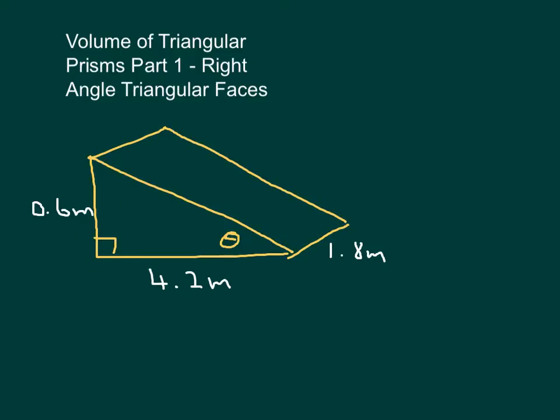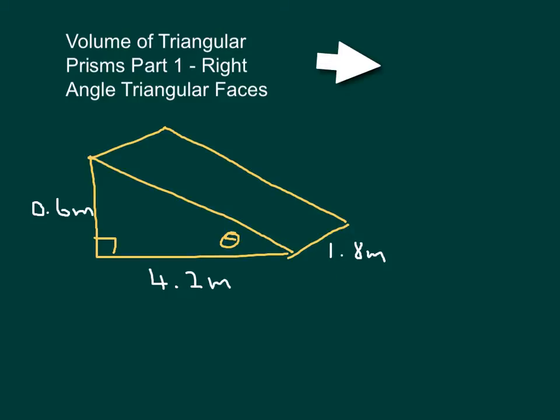So really, how we do it is this: we find the area of the triangular face, and we simply times it by how far that face goes back. And I hope you can see that it goes back 1.8 metres. So once we found the area of this triangle, we simply times it by 1.8.